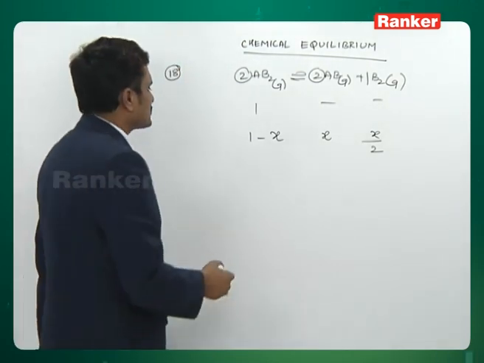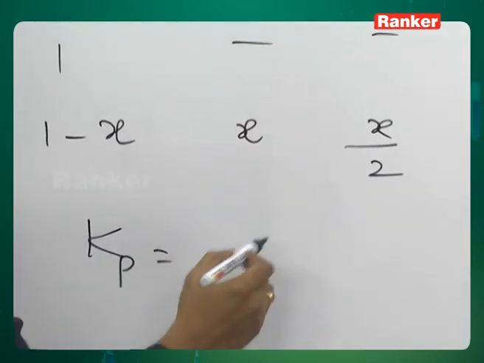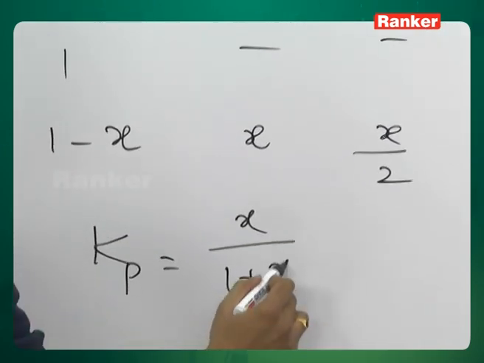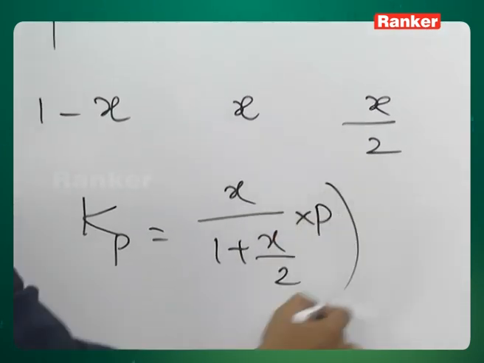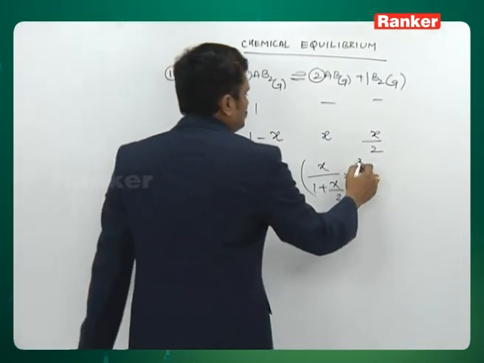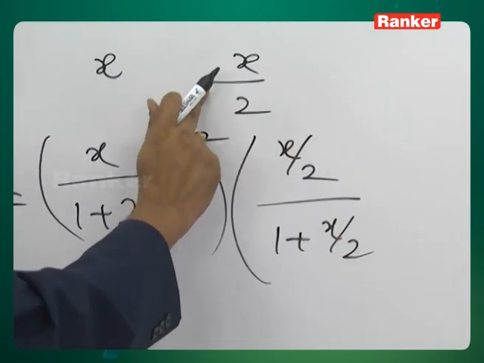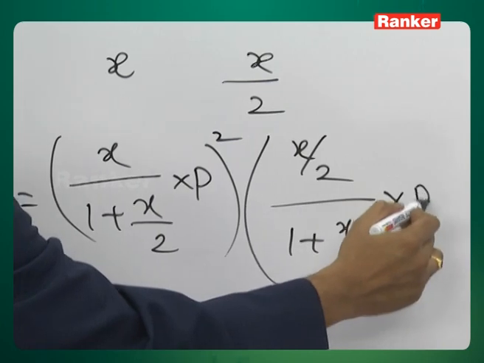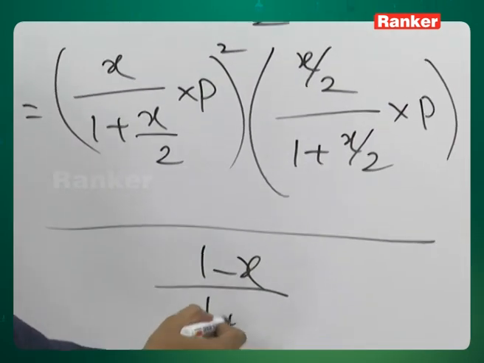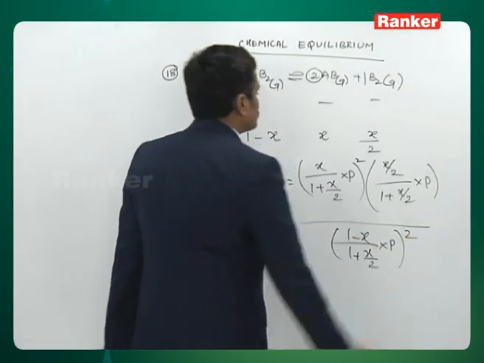Now when I am writing the expression for Kp here, it will be partial pressure of AB square, that is mole fraction, moles of AB by total moles, into, let's assume that the total pressure of the equilibrium mixture to be P, whole square, into x by 2 divided by 1 plus x by 2, that is moles of B2 divided by total moles into P, divided by the moles of AB2 by total moles into pressure whole square once again.